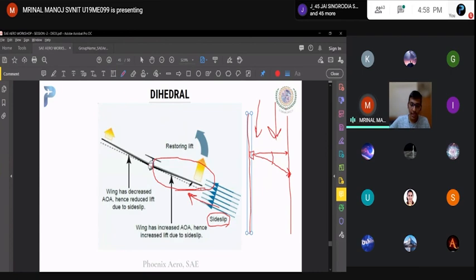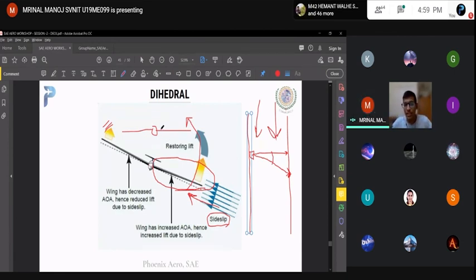So it produces extra or restoring lift here, while the lift will be much lesser in this region. So when the glider or the airplane turns, it self corrects itself, and once it finishes the turn, it'll become upright. It'll keep continuing its journey the same way.